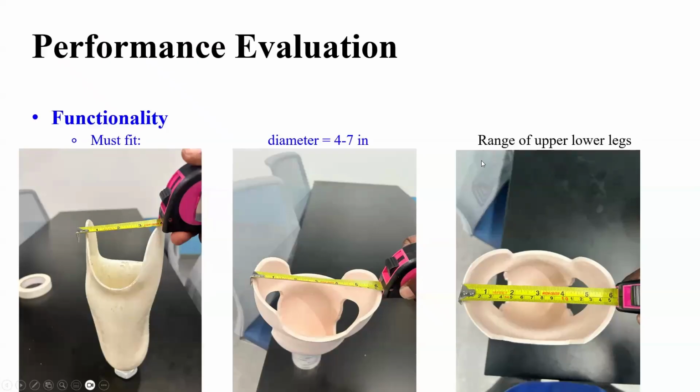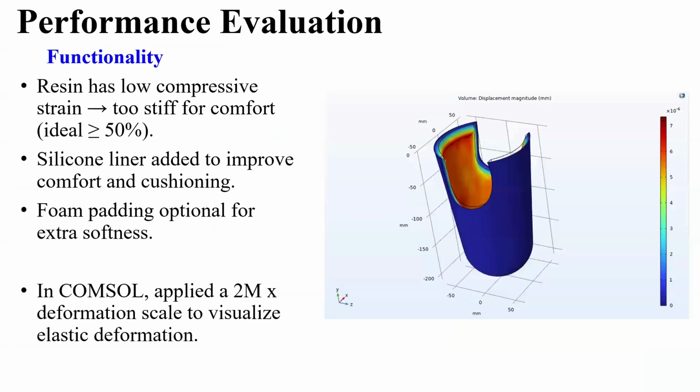We also have to make sure that it fits. A good way to make sure is to just measure the diameter of the socket. And one of the specifications was to make sure that the socket was comfortable. Based on the analysis made in Comsol, we realized that resin is not ideal for comfort. So one of the solutions was to use a silicone liner on the skin before inserting the socket for comfort.